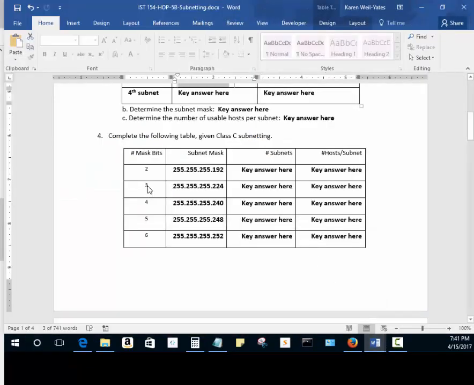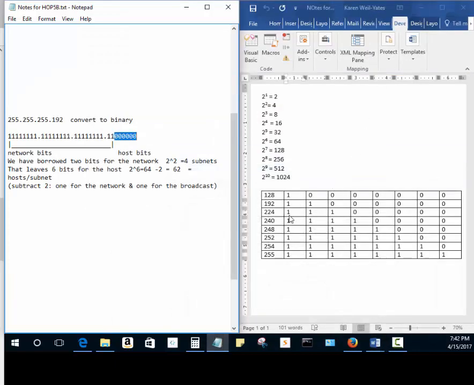So in each of these, it has an increasing number of subnet mask bits, and you're going to calculate these out. So 224, you're borrowing how many bits? You're borrowing 3 bits, so that would be 2 to the 3rd, which is 8, leaving how many bits left over? 1, 2, 3, 4, 5. 2 to the 5th is 32, minus 2 gives you 30, and so on down the columns in that table.